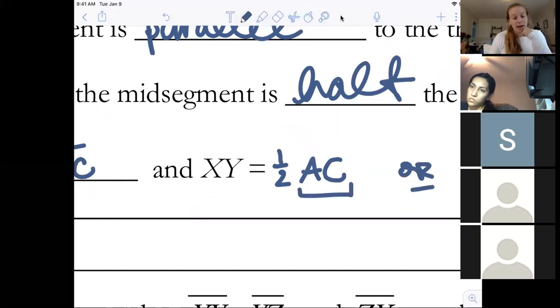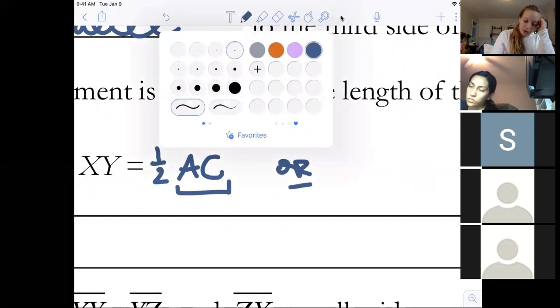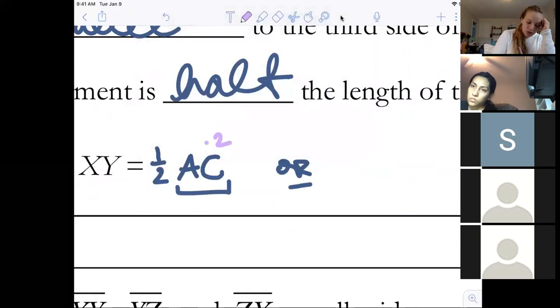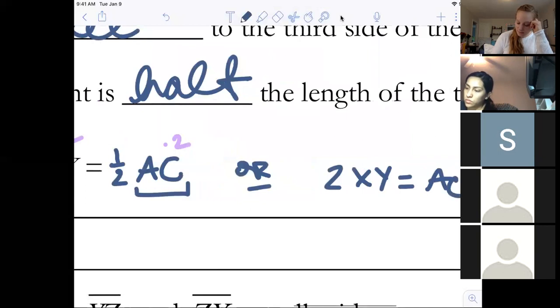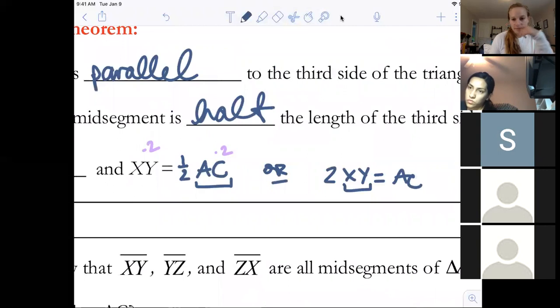Now, if you're like, Miss White, I'm not a huge fan of fractions, I'm not gonna remember that, you could also move it around. Instead, we could multiply by 2 on this side and 2 over here to get rid of the fraction. And so this is also the same thing as 2 times XY equals AC. Again, XY is the segment. They mean the same thing, but you have to decide which one you're going to remember. It's either the mid-segment is equal to half of the third side, or 2 times the mid-segment equals the third side, whichever way you want to think of it.